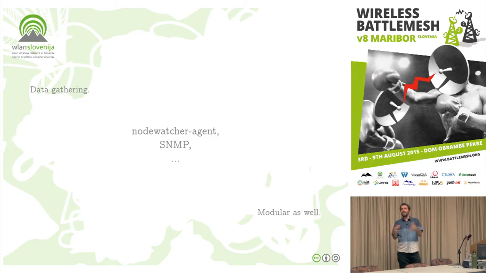So how do we gather data from the nodes? Again, this is also modular. The Nodewatcher can read from many sources. You can also add your own sources. We provide the Nodewatcher agent, which is a very small C-based agent on the node, so it's really small. It uses ubus for communication and JSON. It pushes all the data from monitoring into ubus, and then ubus sends it as JSON over HTTP to the node. So it's interoperable with other OpenWRT architecture inside. You can use bigger things like SNMP if you want and things like that. It doesn't really matter from the point of view of Nodewatcher.